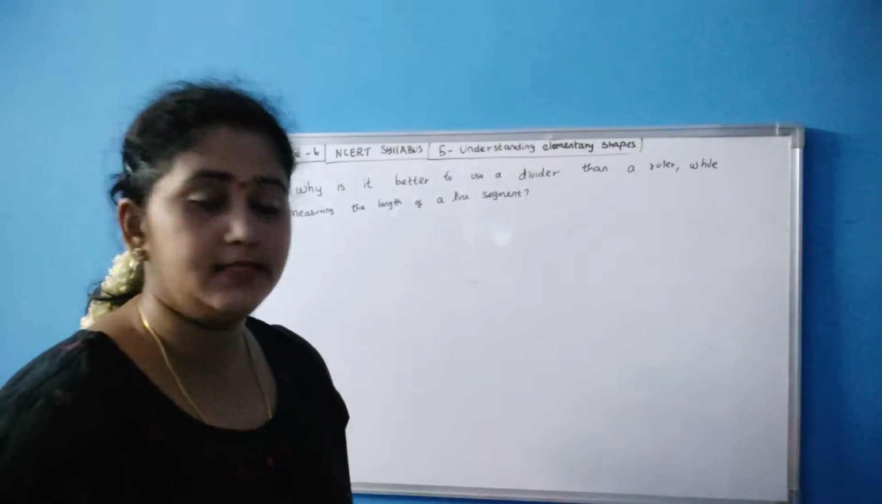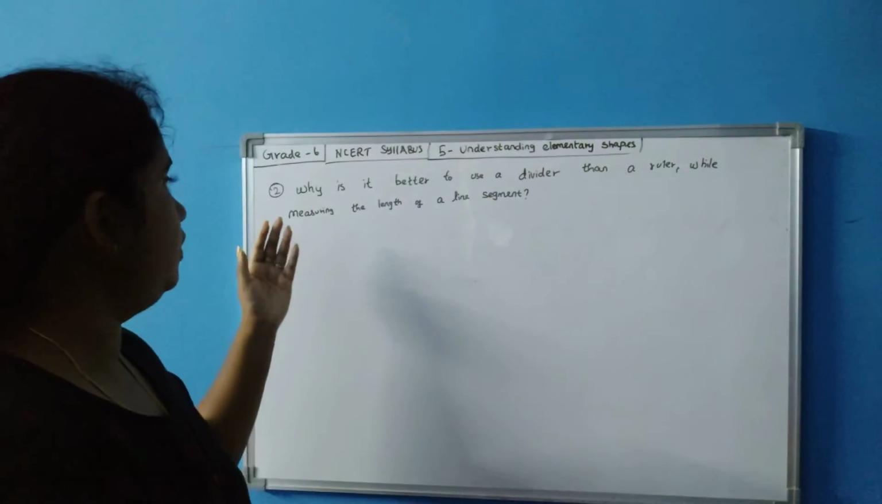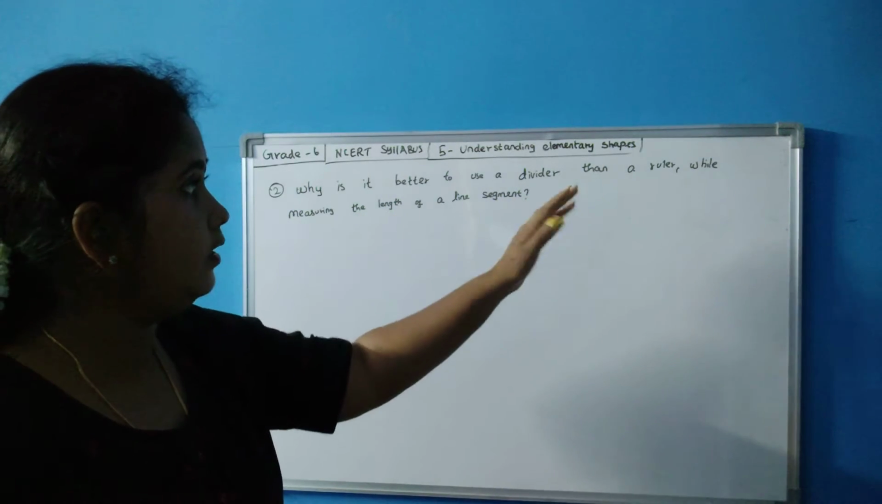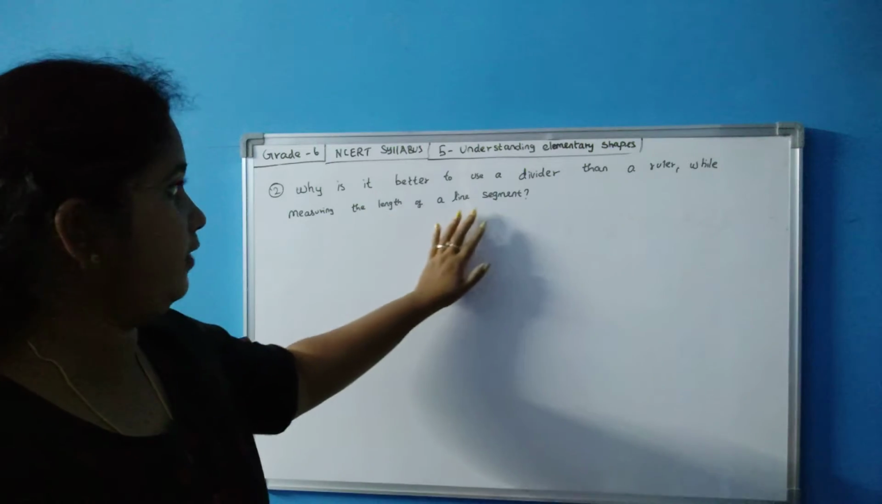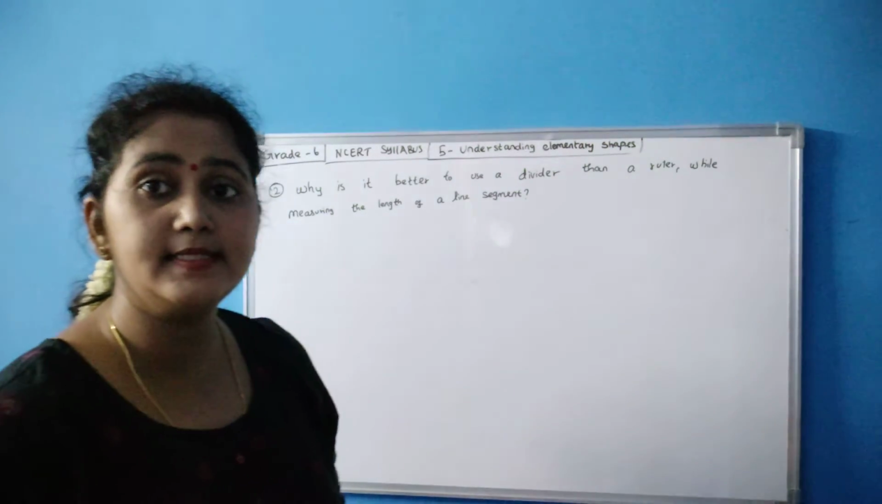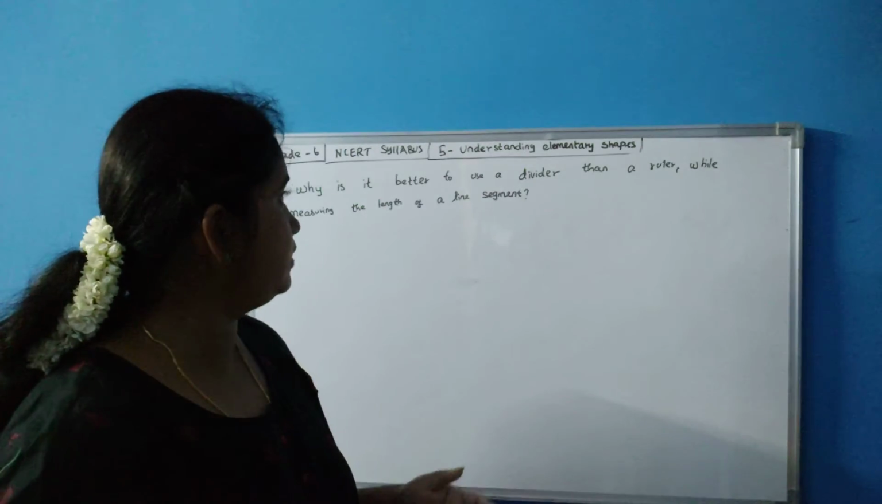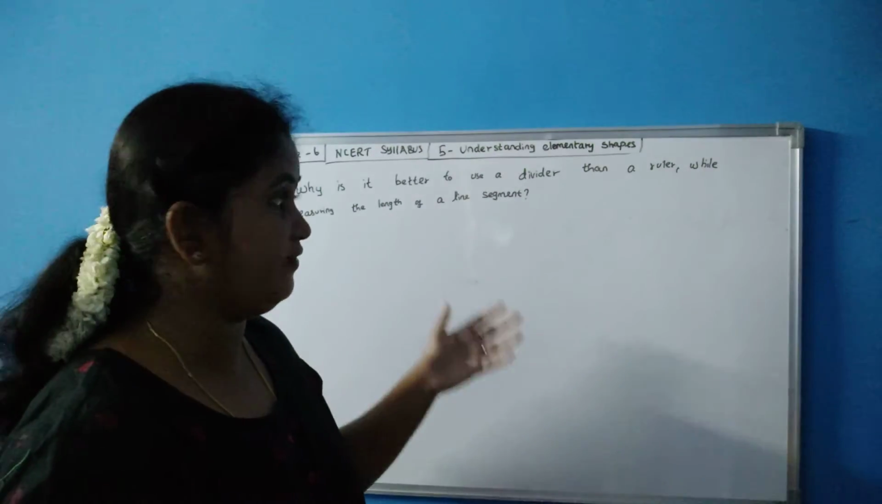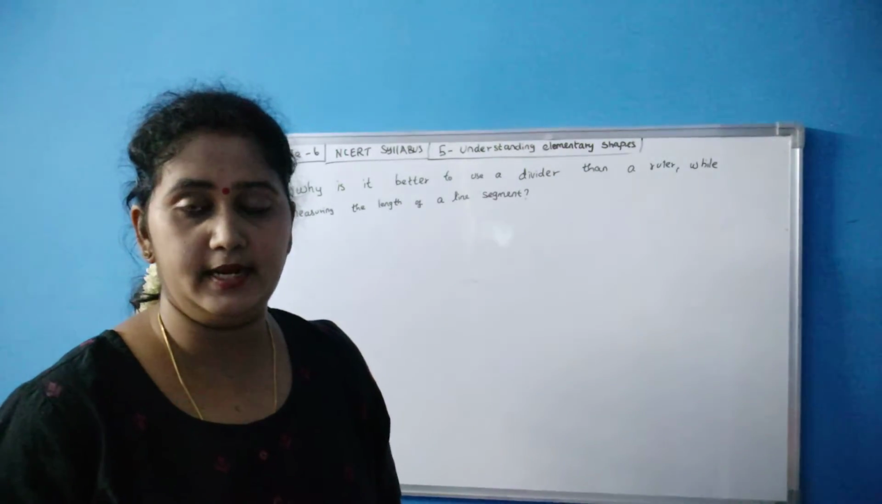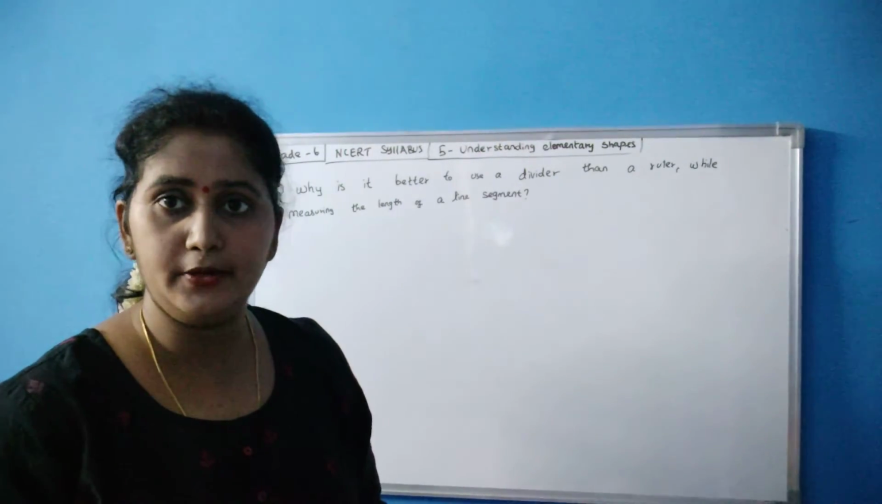So this is your next sum. I'll read out the sum to you. Why is it better to use a divider than a ruler while measuring the length of a line segment? So when you measure a line segment, why is it better to use a divider than a ruler, they are asking. Ruler is nothing but your scale.